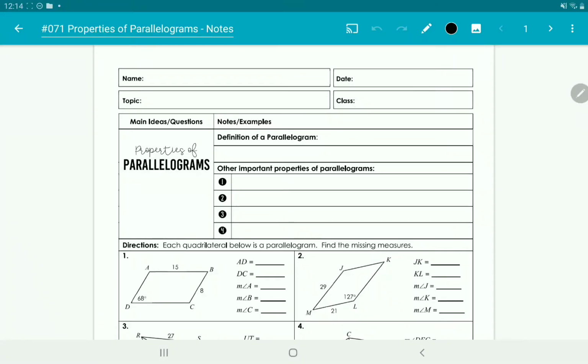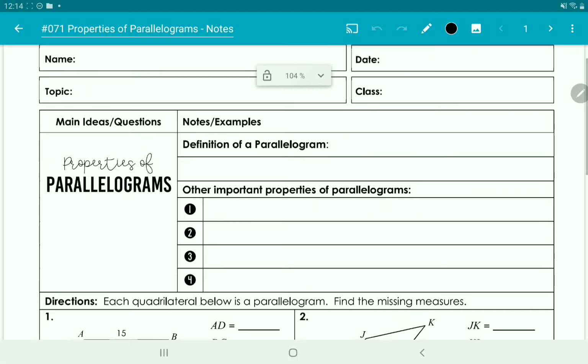Hey guys, so now that we're done looking just at general polygons, let's go into some more specific examples. For this one, we're going to be looking at parallelograms.